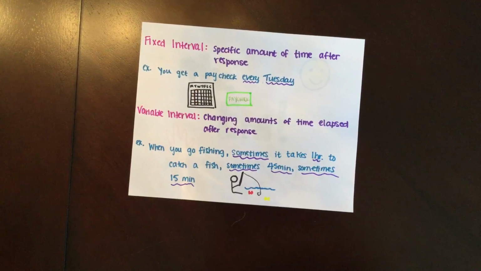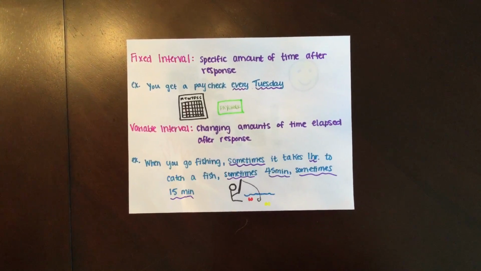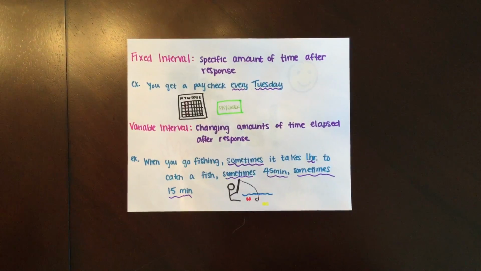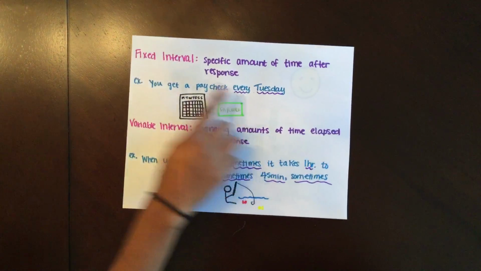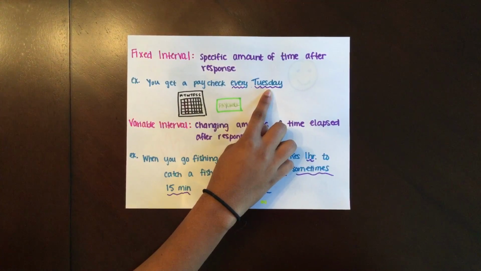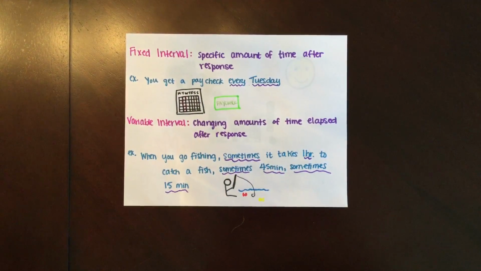A fixed interval is reinforcing after a specific amount of time has elapsed after the response. For instance, you get a paycheck every Tuesday. Every emphasizes the fixed part, and Tuesday emphasizes the interval or time.